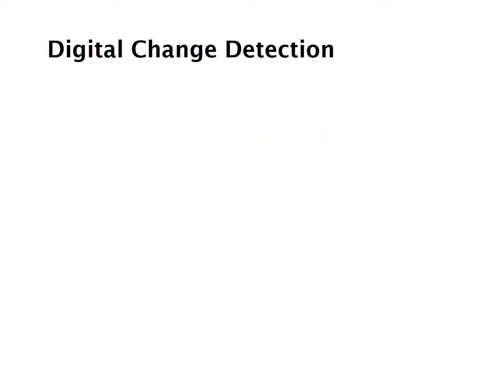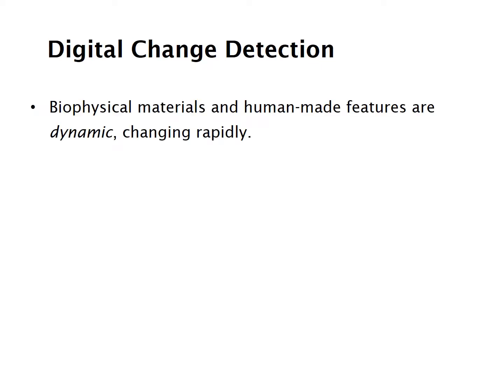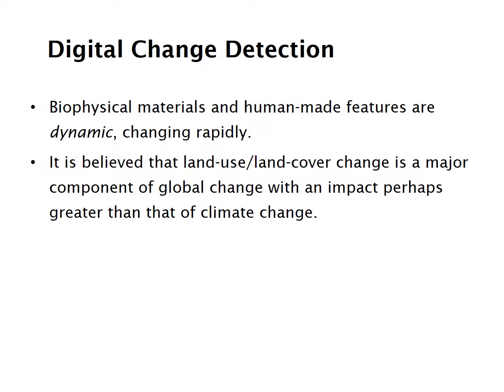So let's talk a little bit about digital change detection. Biophysical materials, human, man-made features are dynamic. In other words, things change rapidly. Trees grow, grass dies, animals move, people build roads and houses. They may follow specific patterns or they may not, but they change. We also believe that land use and land cover change is a major component in global change and an impact perhaps greater than that of climate change.